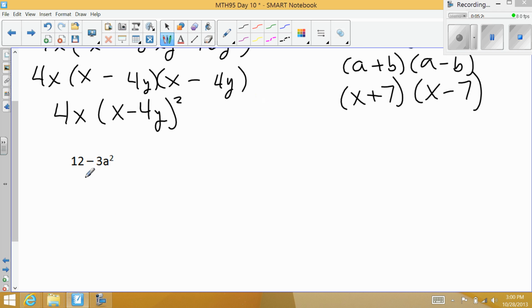For this example, I have two terms, so I start immediately thinking difference of squares, but 12 is not a perfect square and 3 is not a perfect square, but I do have a greatest common factor. So whenever possible, factor out a greatest common factor first, because now the problem's much easier to work with. And again, this is optional, but some of you might like to do this.